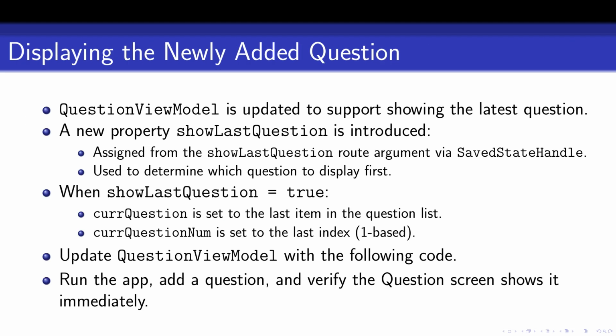The Study Helper app now supports showing the most recently added question right after it's saved. This is done by introducing a new property called ShowLastQuestion in the QuestionViewModel. It's assigned from the route argument using SavedStateHandle, and when set to true, the app will automatically scroll to and display the last question in the list. This small addition improves user experience by making new content immediately visible.